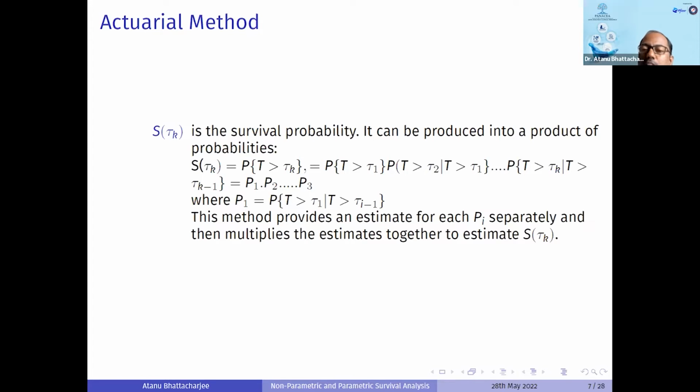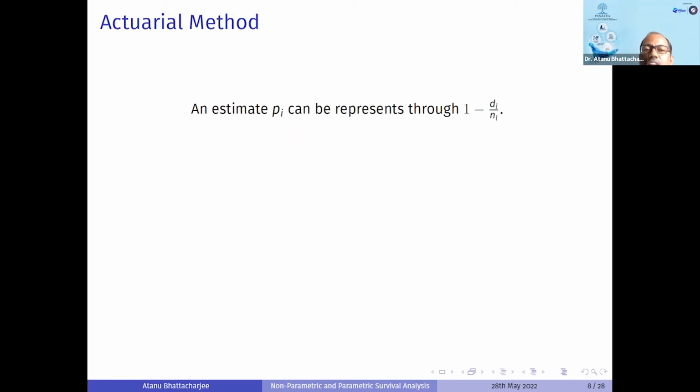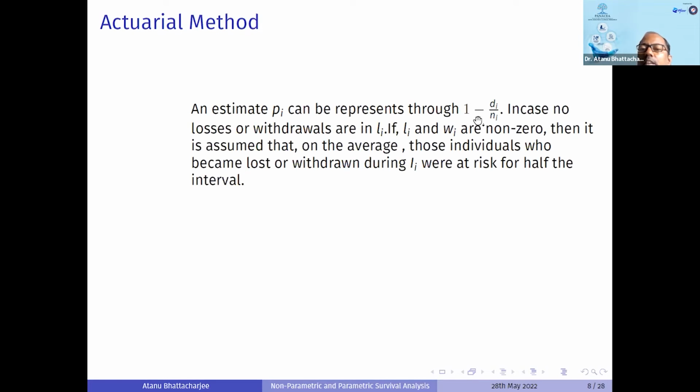And here we take the multiplication of the conditional probability for the earlier time point to make the next time point's probability of survival. So these methods provide an estimate for Pi separately and then multiply it with the estimate of the earlier time point. Earlier, in the reduced sample method, we used D by N. Here we are going for Di by Ni. In case no losses or withdrawals are there, we take it as Ni, and thereafter divide it from Di.